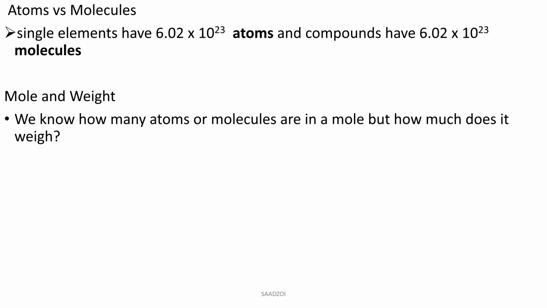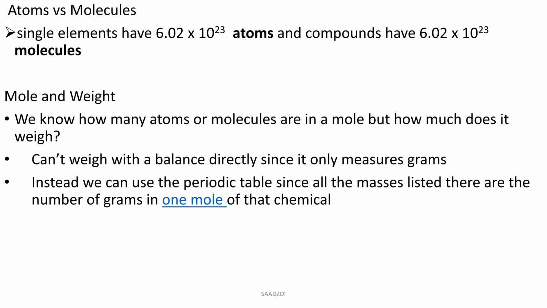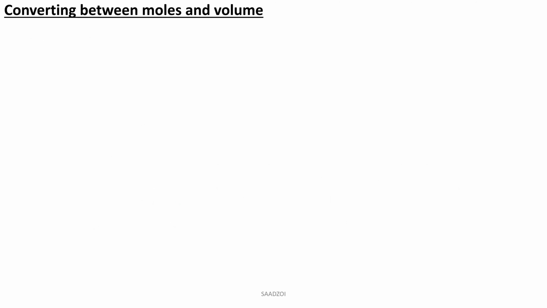Mole and weight: you can't really measure the mole directly because there is no balance or equivalent piece designed for it. But what you can do is get the mass of a substance and go from grams to moles using the periodic table, what's called the molar mass. So what is the molar mass of a substance? Well, that's just the number below every symbol, like we said earlier. So everything in the periodic table is exactly 1 mole. All those masses you see in the periodic table equal exactly 1 mole of that substance. For example, 12.01 grams of carbon is equal to 1 mole, 1.001 grams of hydrogen is equal to 1 mole, and so on and so forth.